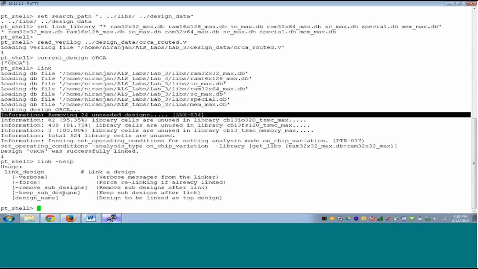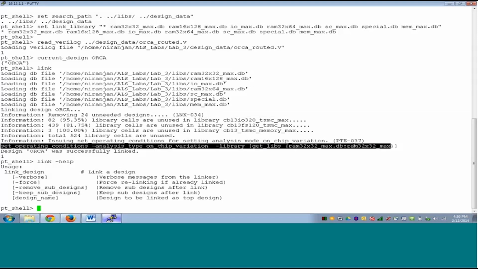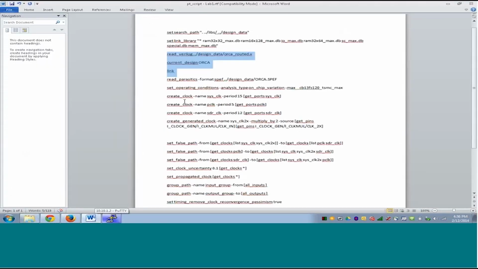It saves on some memory, but the only disadvantage is that PrimeTime won't let you change the current design to something else after you have linked the top design. This is the default behavior of link. It will remove the unneeded designs. It does give some message regarding the operating condition, but we will set the operating condition separately.